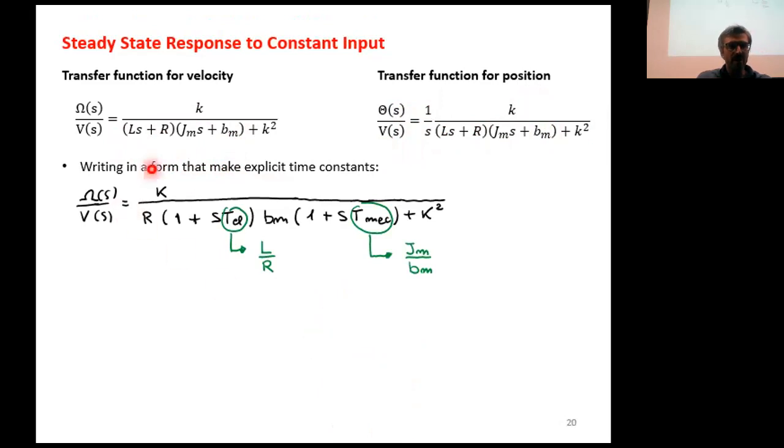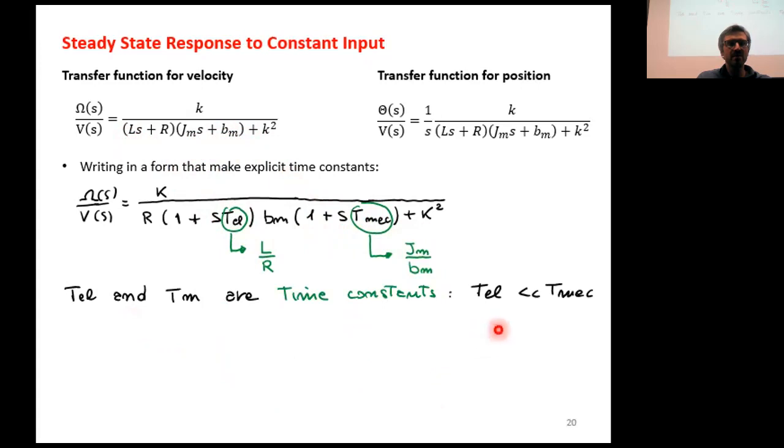Let's consider this transfer function from voltage to angular velocity. If you collect the resistance, you get L over R, that is the electrical time constant. While if you collect the BM from the mechanical part, you get JM over BM, that represents the mechanical time constant. If you look at the values and take the data sheet of a motor, you will see that the electrical time constant is much smaller than the mechanical time constant.